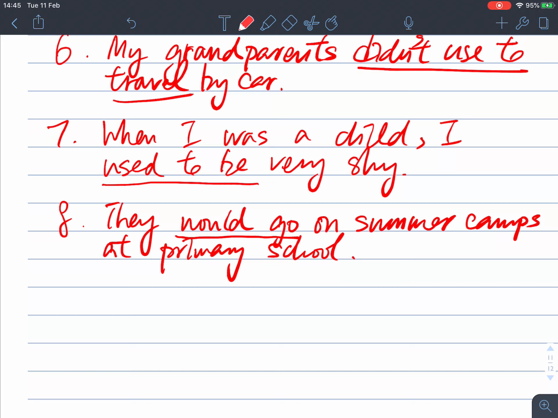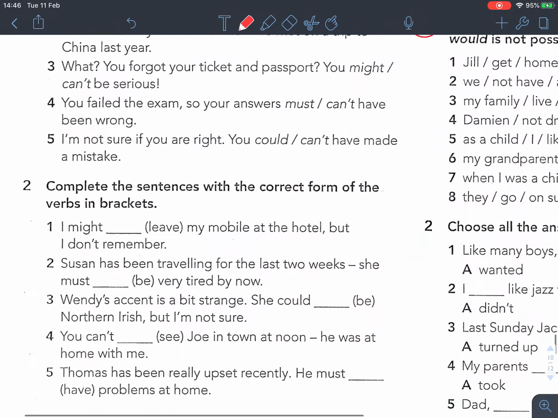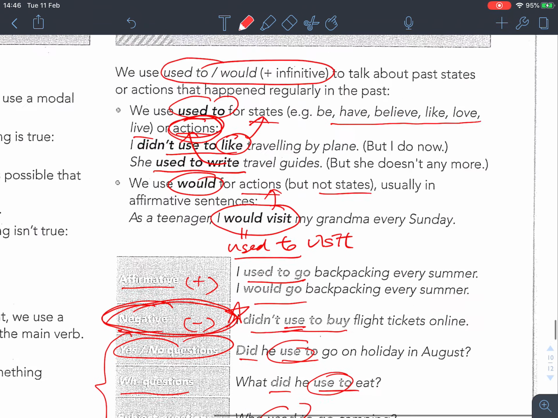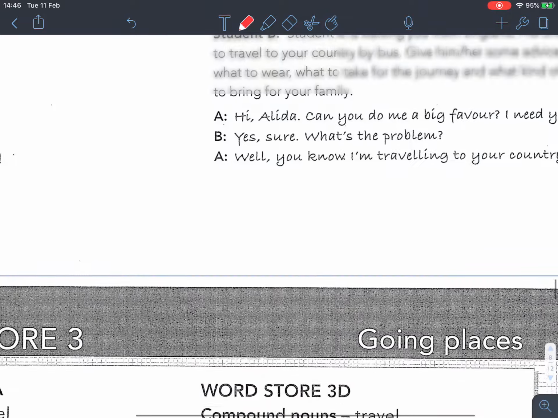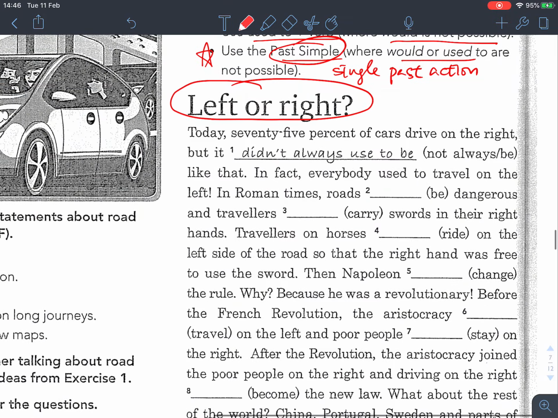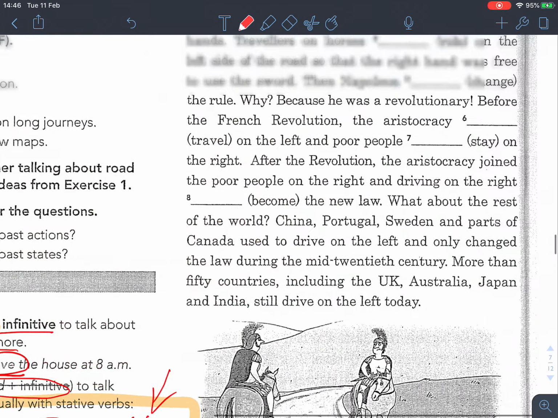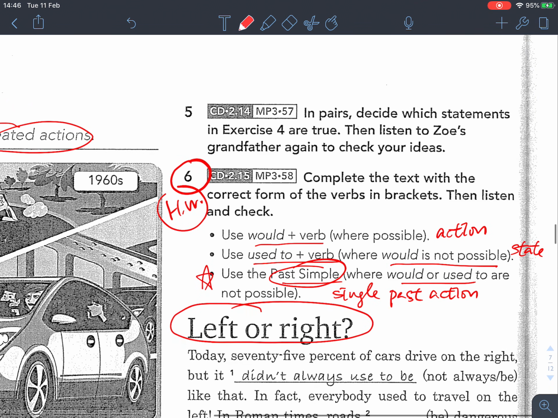Okay, so any questions? If you have, you can email me your questions. Okay, and then that's it for today. Remember to do this part. We'll check the answers when school resumes. It should be this part on page 42. All right, question 6. This will be your homework for today.